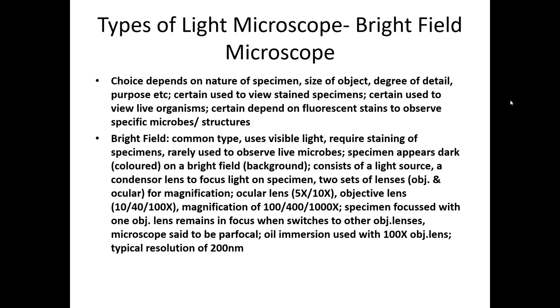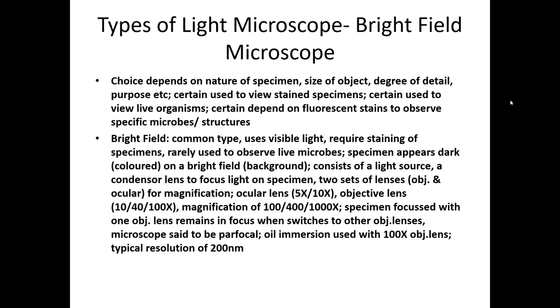1000x is the maximum magnification. Why? The maximum magnification possible with an eyepiece lens is 10x. Ocular lens is nothing but eyepiece lens. That is 10x. Yes, Prema Kumari, thank you. Whereas the maximum magnification available by using an objective lens is 100x, which means 100 into 10, you will get 1000x. Clear?